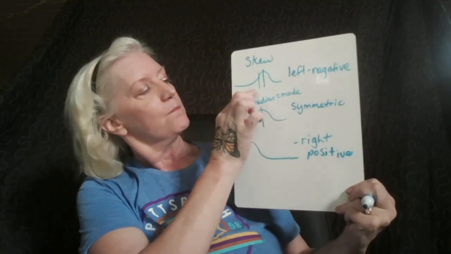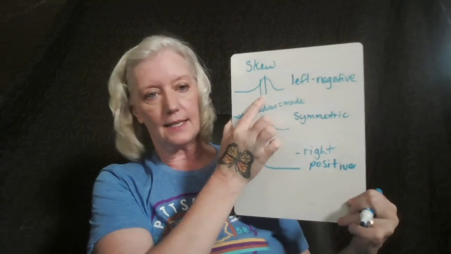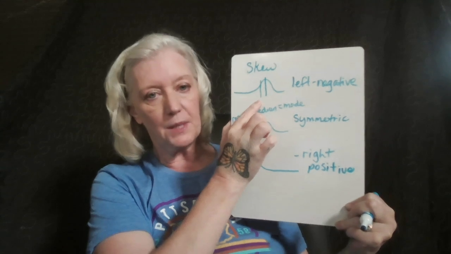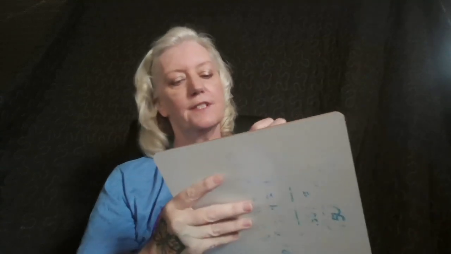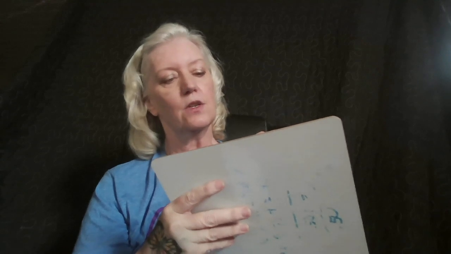My median's still going to be here, but my mean is now going to be smaller than that. It's no longer that perfect 10. It got shifted to the left because one of my numbers was smaller. So that means if my data is left skewed, my mean is less than my median.